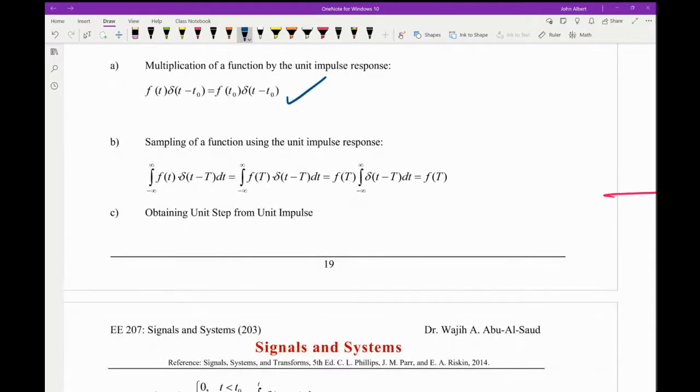This is called the sampling property. I don't know why I'm using capital T here. This should have been T0, and this should have been T0. I copied it from somewhere else and I forgot to change this.